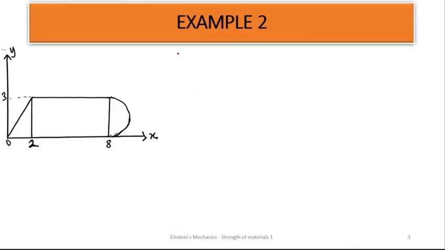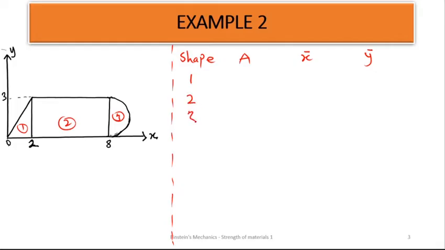So example 2. Let's look at how we can also solve such an example. So here we have our shapes given. Are we okay? So we call this shape 1, 2, 3. I will adopt the table approach. So I have my shape, I have the area for them, the X bar for the individual and the Y bar. How many shapes? I have 1, 2, and 3. It's very easy if you go by the table.